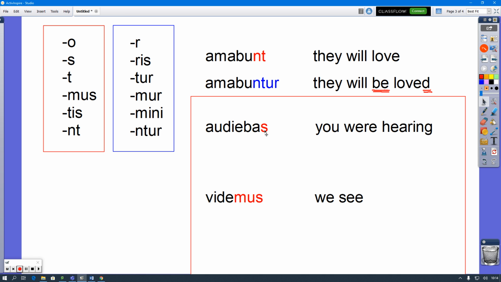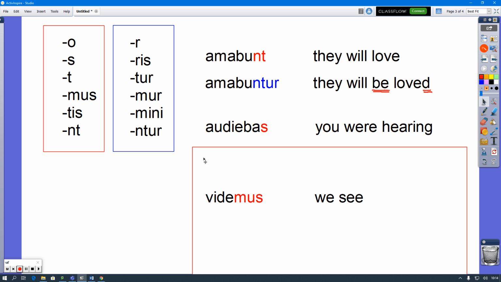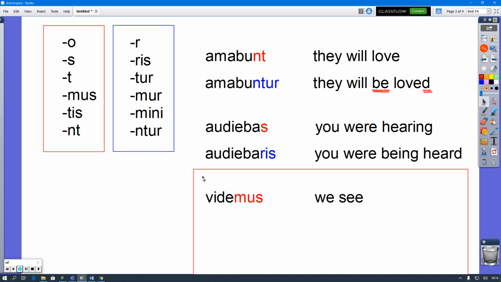Audiebas is active, s. If I make it passive, it should be audiebaris. So you were hearing becomes you were being heard. Again, I have part of the verb to be, and I've got what should be an ed at the end. Often in English we don't actually say you were being heard, and we'll just say you were heard instead. In the same way as we very rarely say you were hearing, we just say you heard.